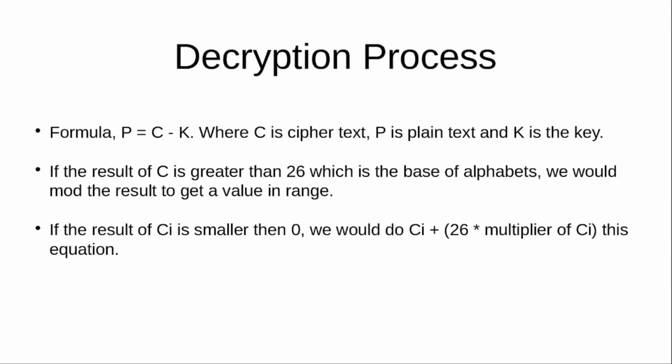Moving on to the decryption process. Here is the formula: P equals C minus K, where C is ciphertext, P is plaintext, and K is the key. And the rules for the decryption process are the same as the encryption process.